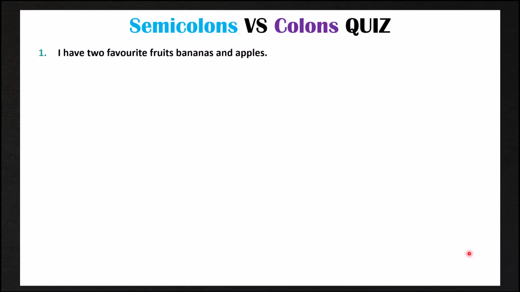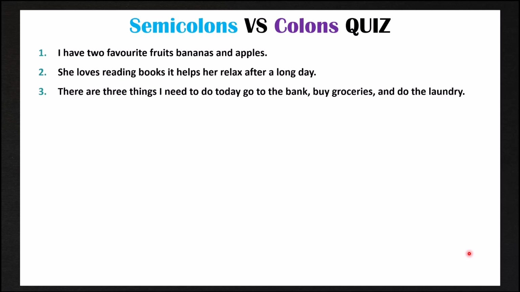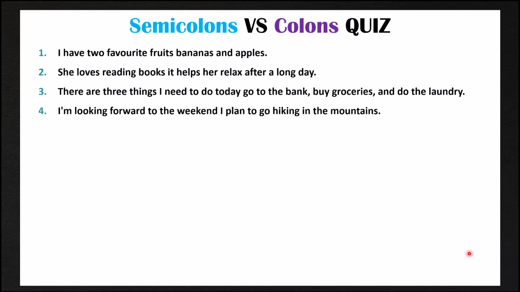Number 1, I have 2 favorite fruits, bananas and apples. Number 2, she loves reading books. It helps her relax after a long day. Number 3, there are 3 things I need to do today. Go to the bank, buy groceries, and do the laundry. Number 4, I'm looking forward to the weekend. I plan to go hiking in the mountains. Number 5, Jeff can play several musical instruments, piano, guitar, and violin.